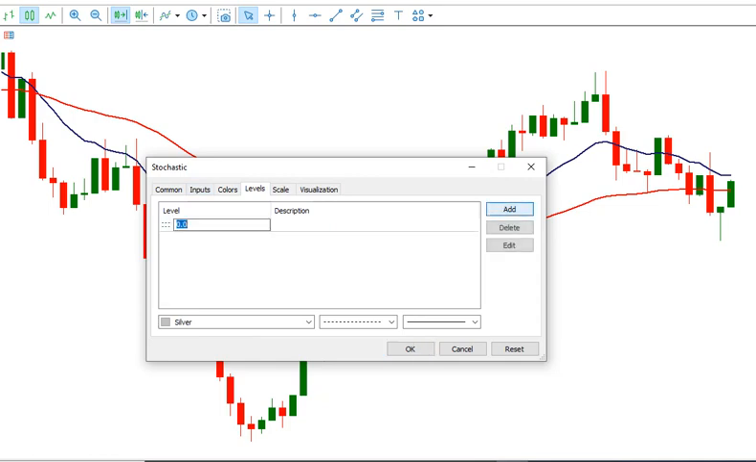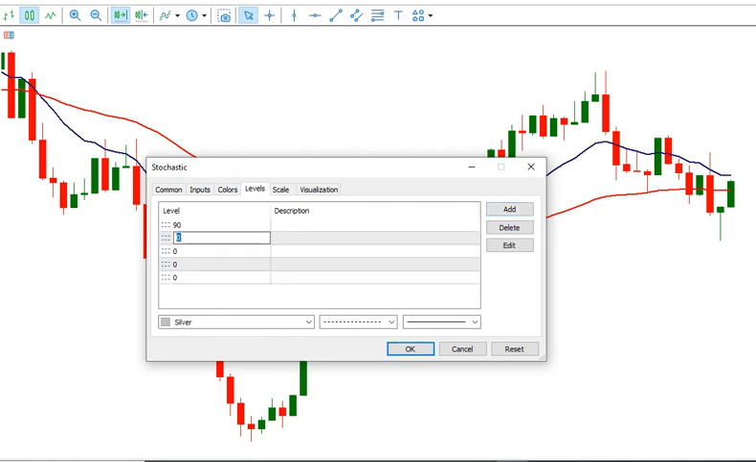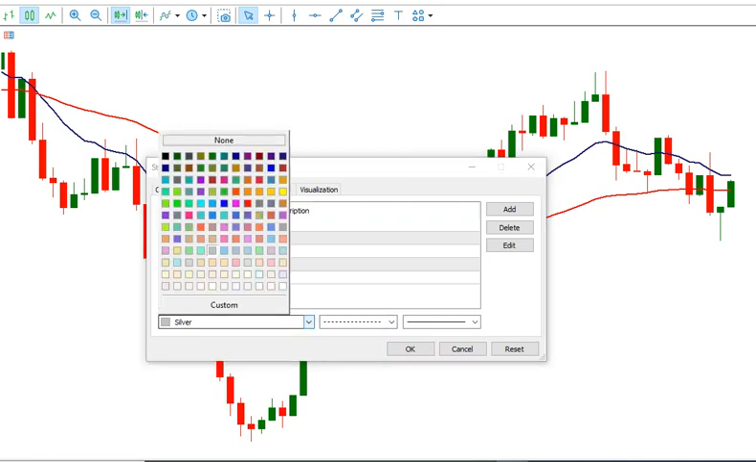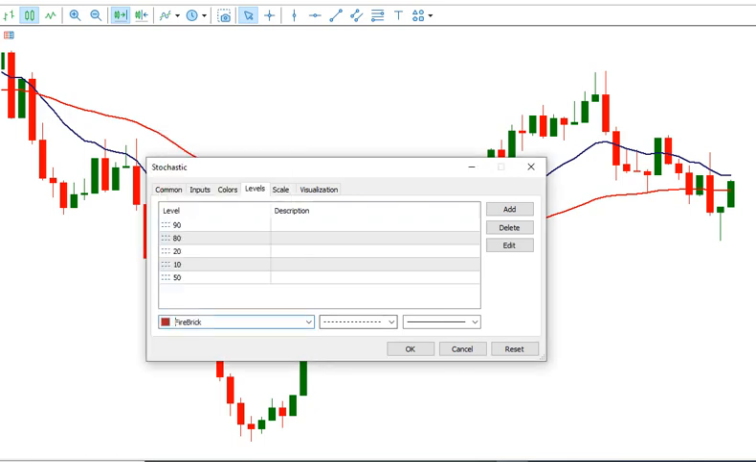The levels I'll be adding now is 90. Let me drop it first. All right, this is 90. This is 80. This one is 20. This one is 10. And this one is 50. So this is how this thing is. Then I have to add a little thing so that I can see it in my background. So I can use this fire brick.